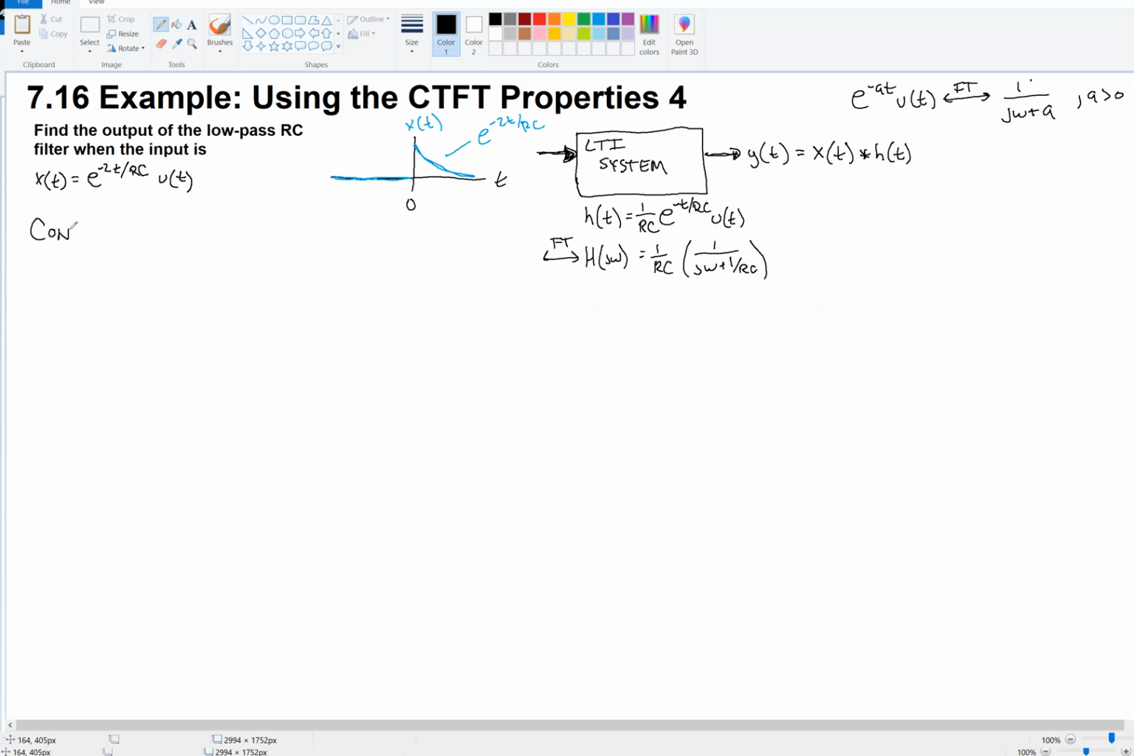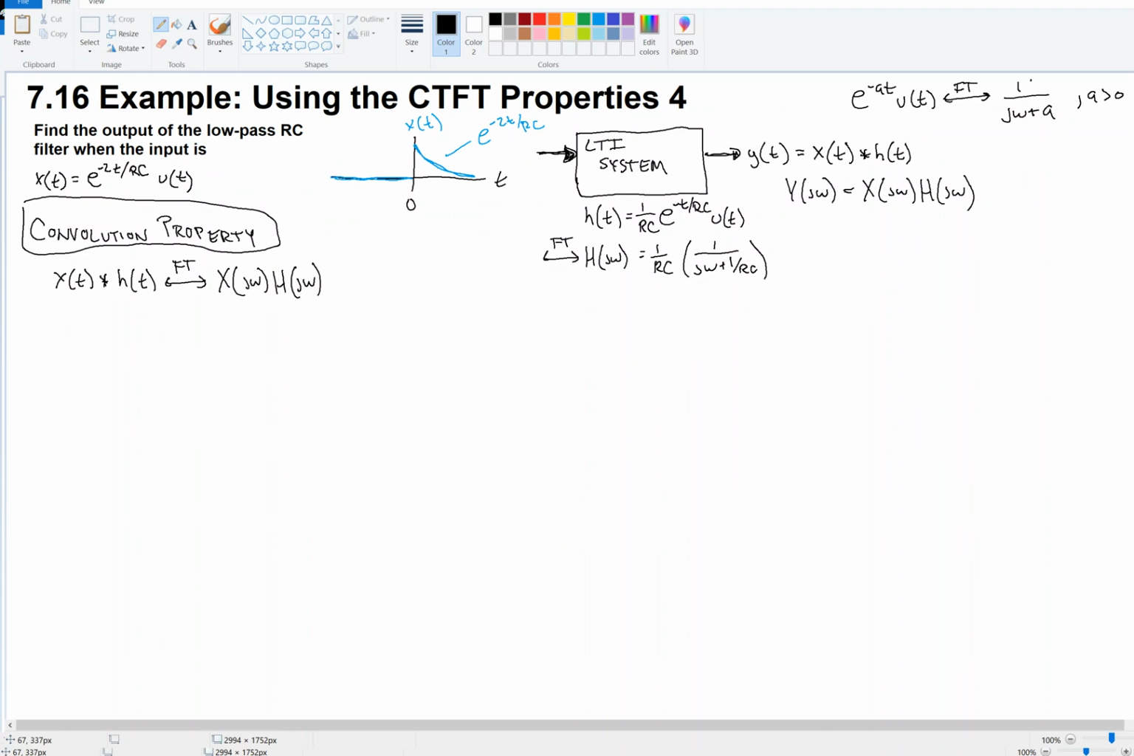We're going to use the convolution property of the Fourier transform. That says that if I have a signal that is the convolution of two signals, then its Fourier transform is the multiplication of the individual Fourier transforms. So here, if I apply that, the output spectrum is the input spectrum times the frequency response. That's the idea. So that's the convolution property. I'm going to put that in a box and list all the properties that we're using. And so let's get started.